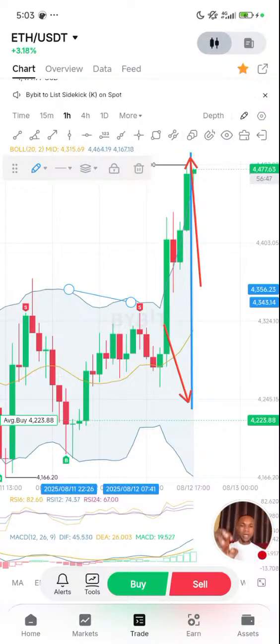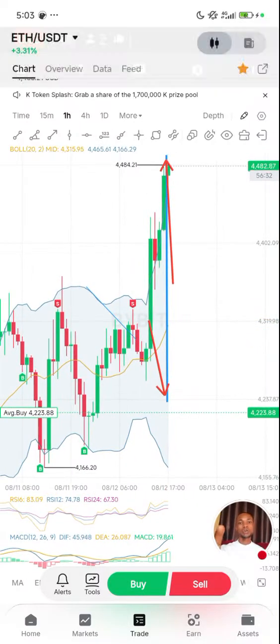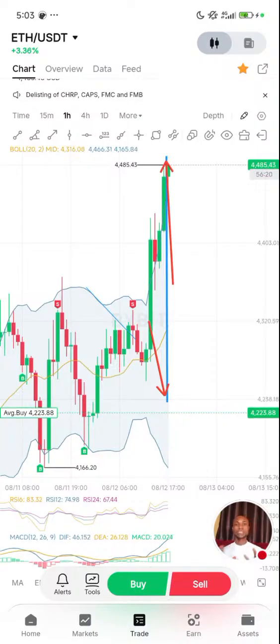And again, please, if you are just joining, this is for educational purpose, and this is for crypto trading. And also you can use this analysis on your forex trading or gold or whatever trading asset that you are trading on. The analysis is the same. If you use this analysis on them, you will still get it correct.